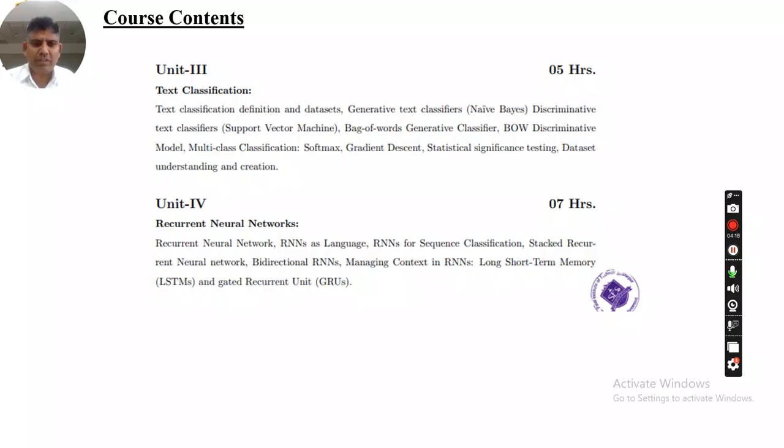Unit number 4 is recurrent neural networks, wherein we will learn the different types of RNNs, then RNNs for sequence classification, stacked RNN, bidirectional RNN, then the advanced versions of RNN like long short-term memory and gated recurrent unit. This also we will learn in unit number 4, and this unit number 4 is for 7 hours.